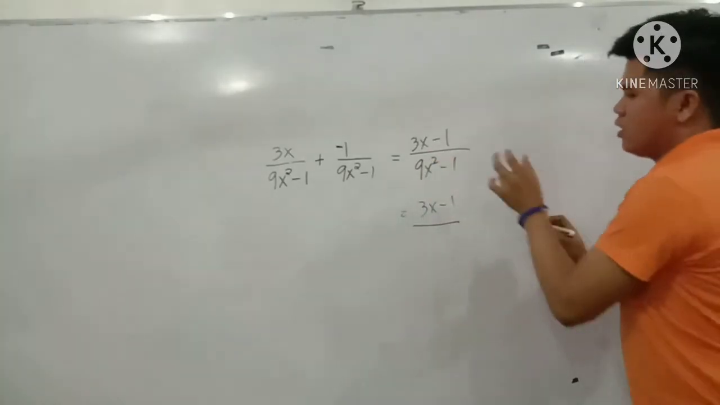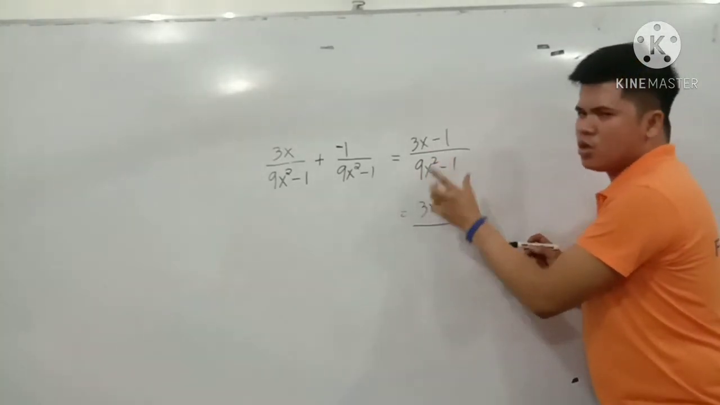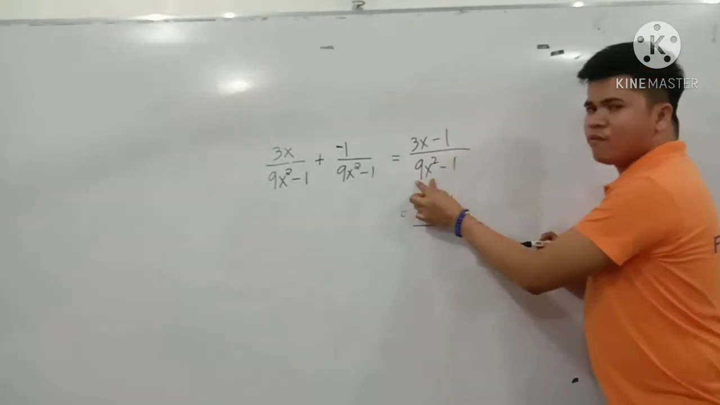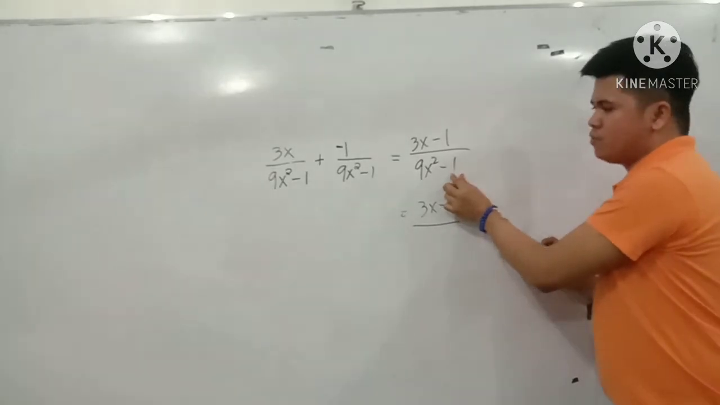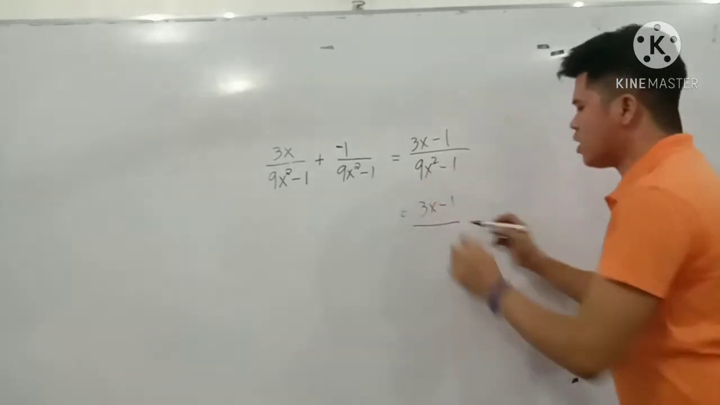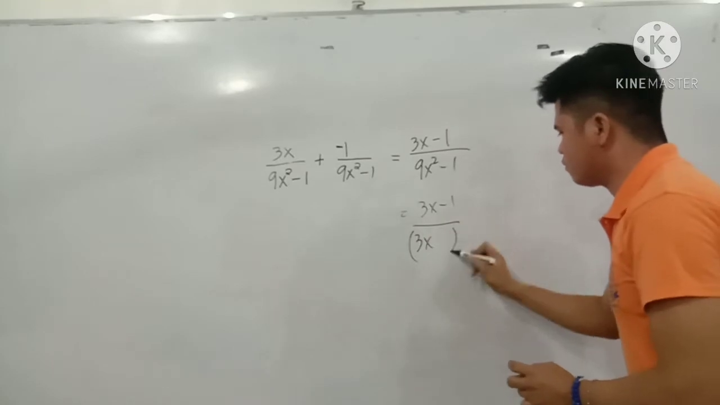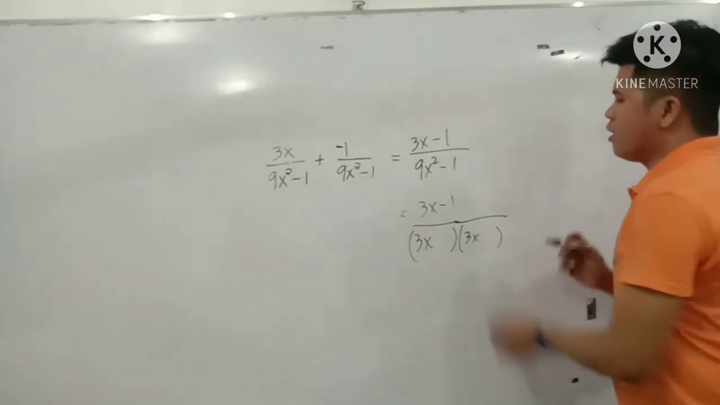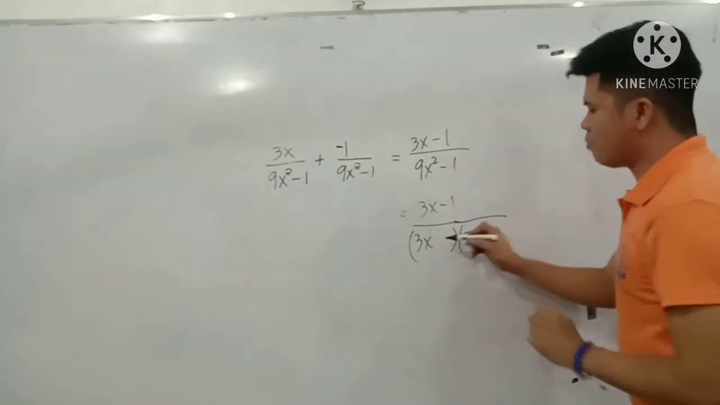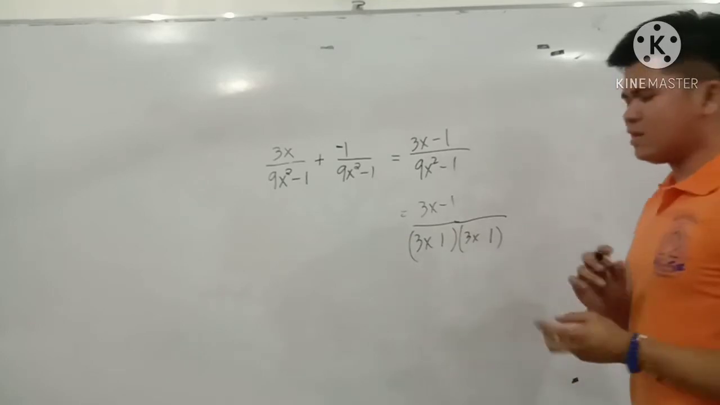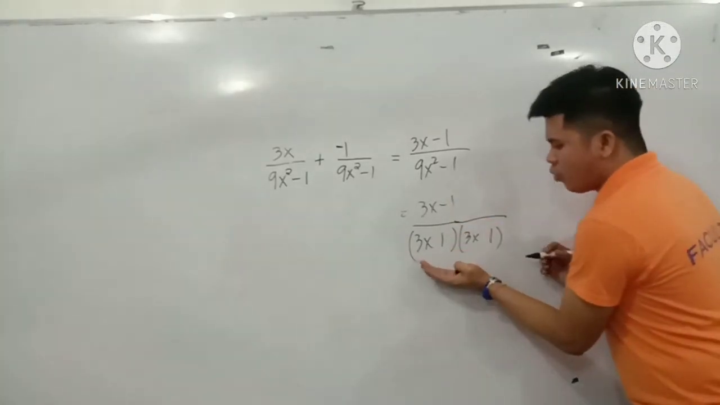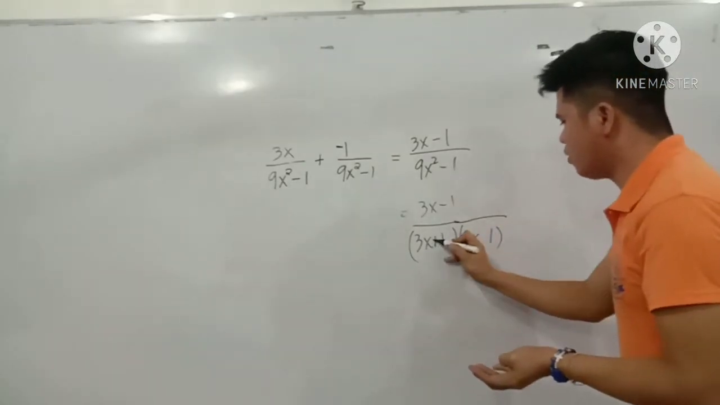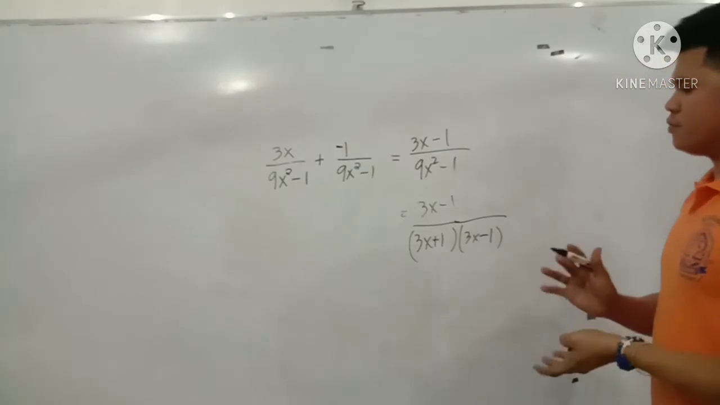Now, in getting the factors by using the difference of two squares, we simply get the square root of the first term and the square root of the last term. So the square root of 9x squared is simply 3x. And then, the square root of 1 is simply 1. And then, our factors must be the sum and the difference. So we have here plus and we have here minus.